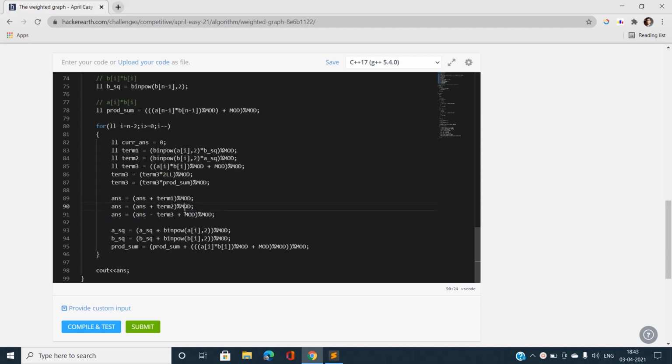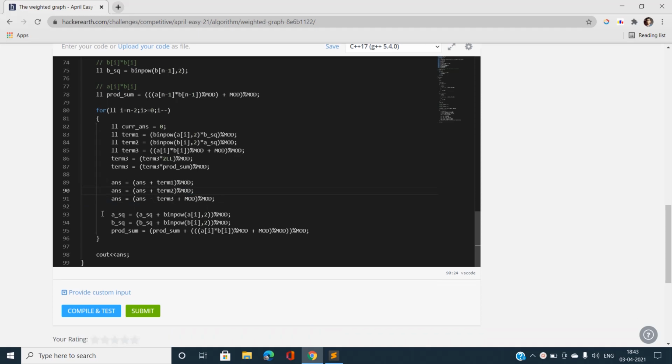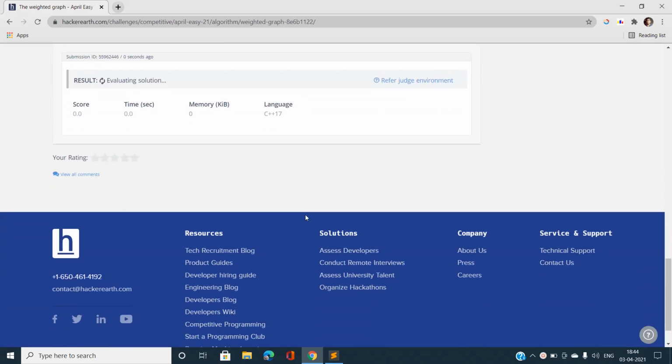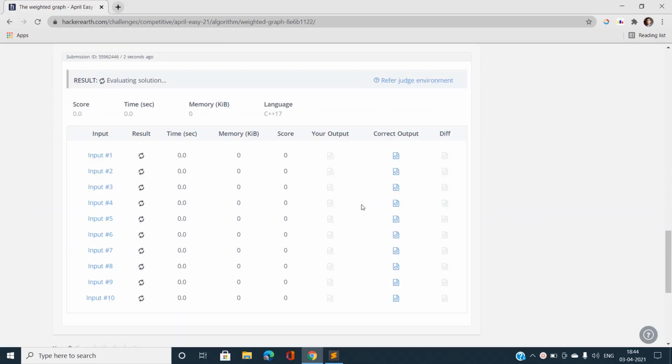Okay, now I need to update the a square variable, b square variable and prod sum variable, because they are basically the suffix sum variables. I need to update them every time, starting from i equal to n minus 2 up to i equal to 0. Okay, so a square will be updated like this, b square will be updated like this, and prod sum will be updated like this. That is the square of ai, that is ai square, bi square and ai into bi product. Okay, and finally print the answer, because basically I need to find the sum. It would compute the sum in O of n time, you can easily see, and if you use brute force it would be O of n square.